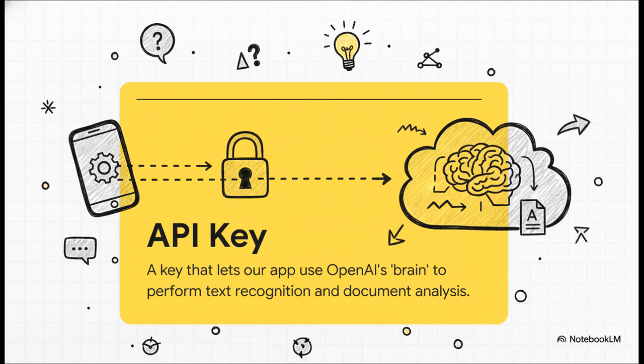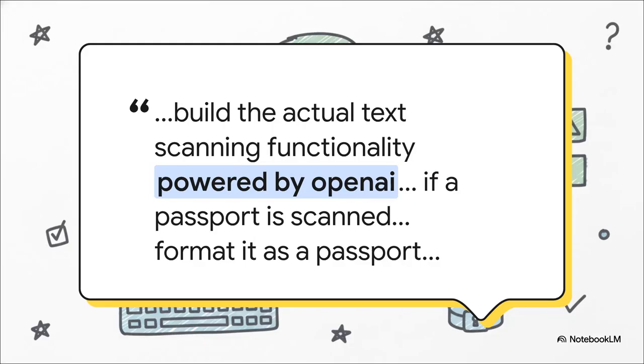To make our app smart, we need to connect it to an AI like OpenAI. The way we do that is with something called an API key. The easiest way to think about it is like a special key or a password. It's what lets our app unlock the door to OpenAI's powerful brain and use its text-reading superpower. So once we have that key plugged in, we give it this much smarter prompt. And look at this. We're not just saying, read the text. We're telling it to be smart about it, to handle different languages, and even to recognize specific things, like a passport, and then format the text to match.